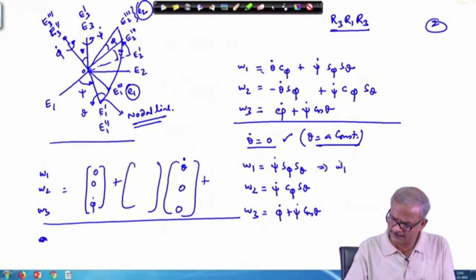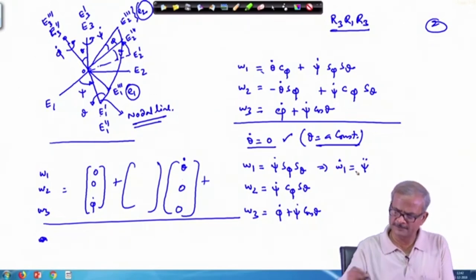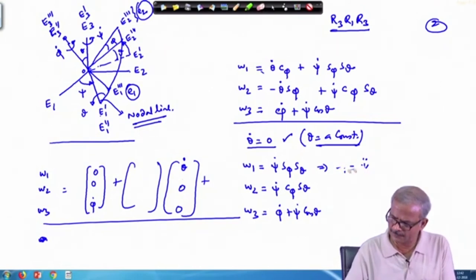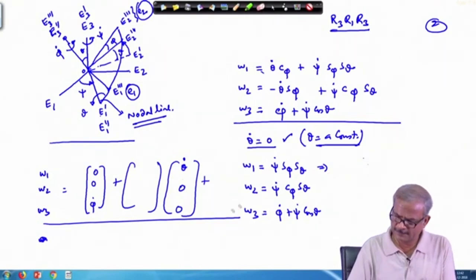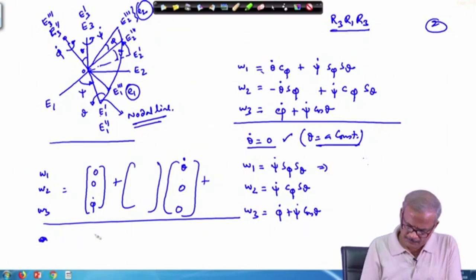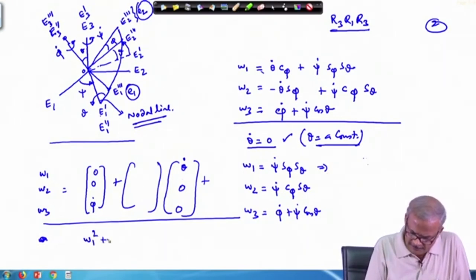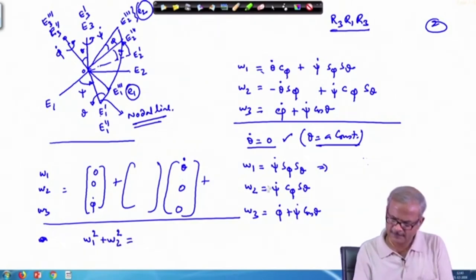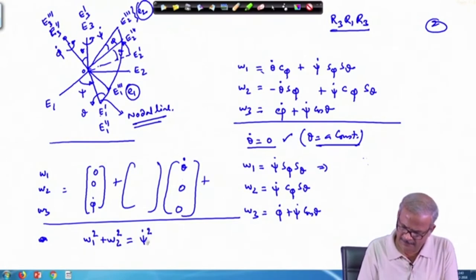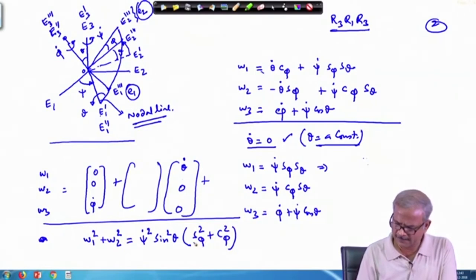So, this implies omega 1 dot, differentiate it once, will be psi double dot. Before this we do one more step, not to complicate this whole equation. Once we have got this, now go back to the equation omega 1 square plus omega 2 square. From this we get psi dot square as common, and sin square theta also common, and you will have s phi square and c phi square, where s is sin phi and c is cos phi.